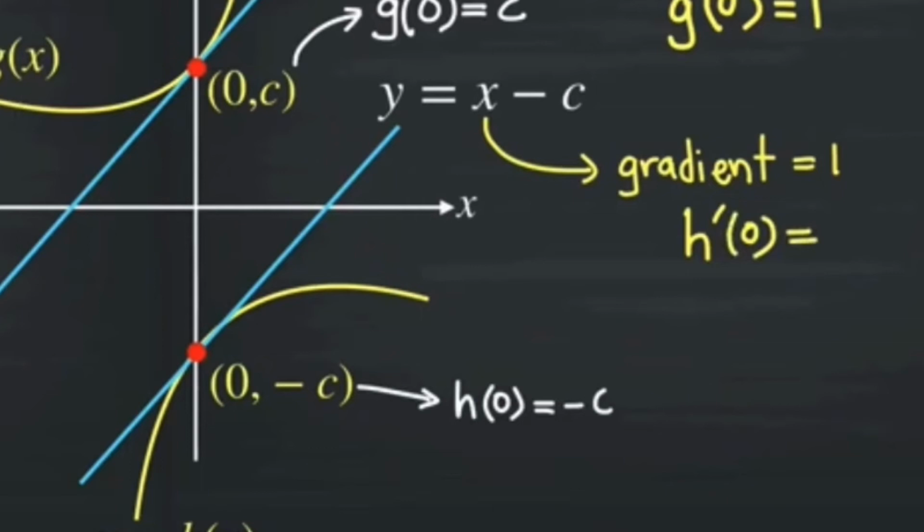So are you still okay? Are you confused? H prime 0 equal to 1 means dy/dx, or the gradient of the tangent to the curve, is 1 for the blue line for h(x). Okay, if you can understand, let's proceed from the graph.